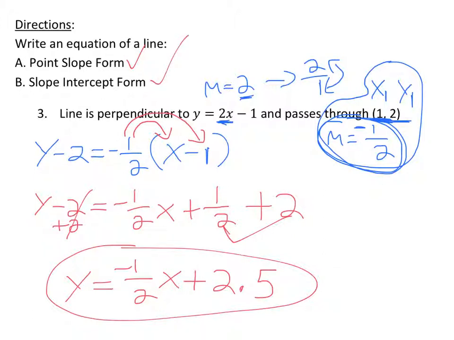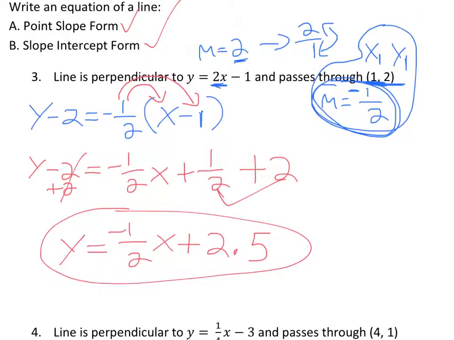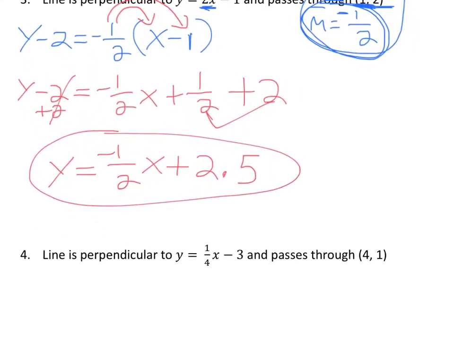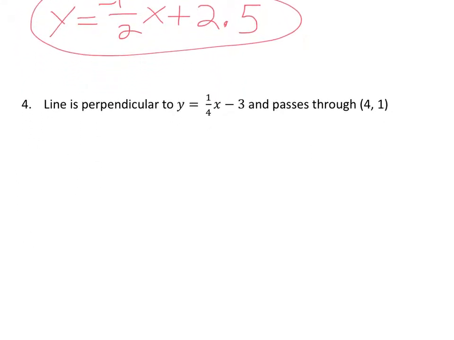Notice how I still have this m as negative 1/2. All right? So let's do one more. Let's just do the first part for number 4. I'm not going to do all of it, because we know how to go from point slope to slope intercept form. We're only going to do the first step for number 4.